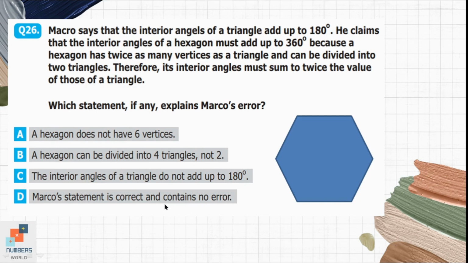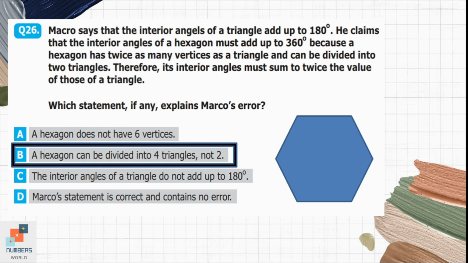This is also incorrect because option B, a hexagon can be divided into 4 triangles, not 2, is related to Marcos's statement and it explains Marcos's error. Here, all the options are incorrect, but option B is related to Marcos's statement. So that's why we will choose option B here.